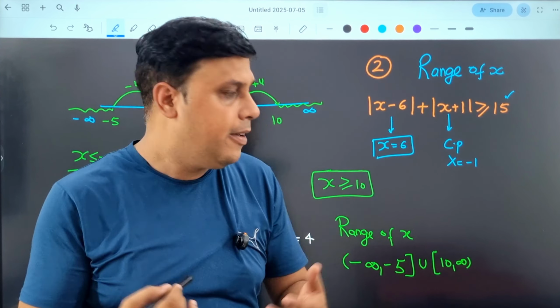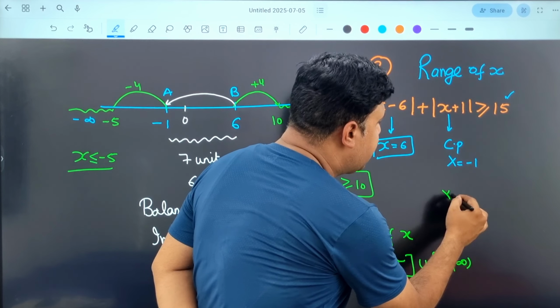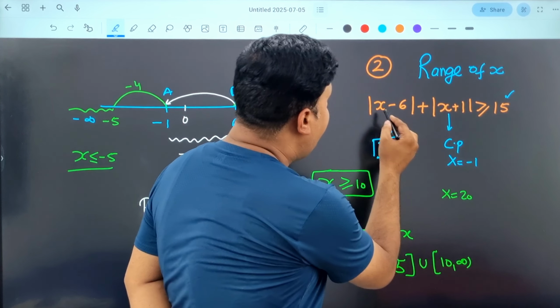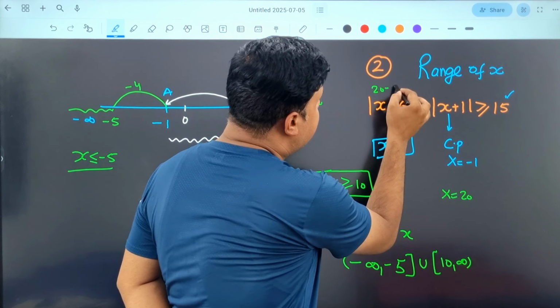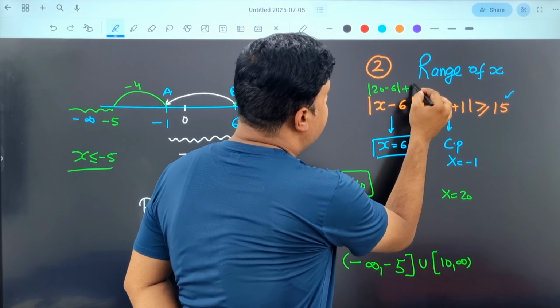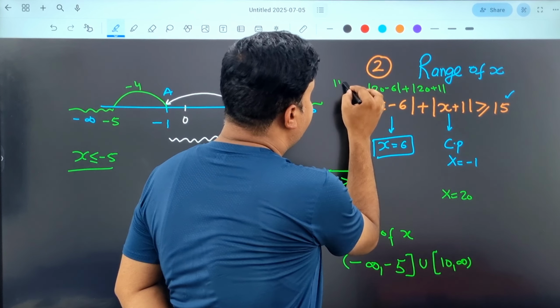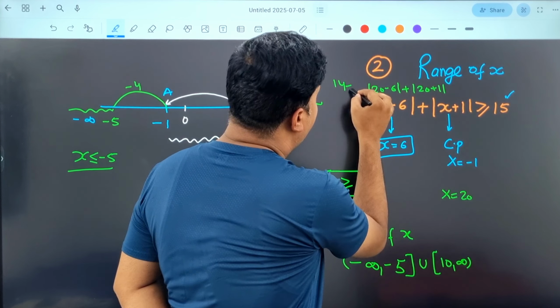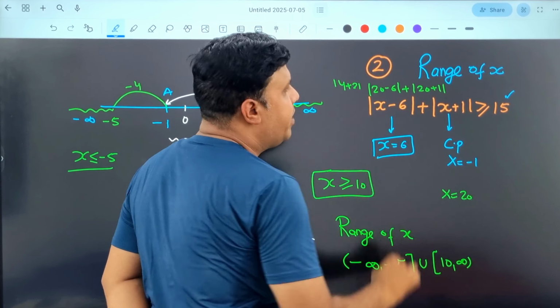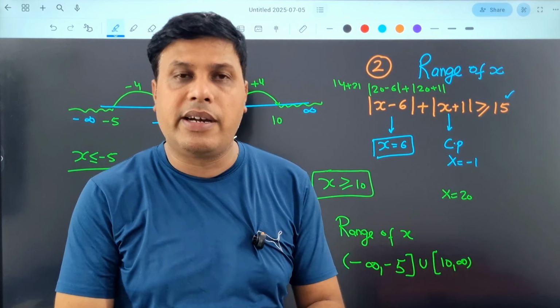If you want to check it, just put x equals to, for example, 20. So if it is 20, then 20 minus 6 plus 20 plus 1, right? So this is 14, and this is of course 21. So this has to be greater than 15, and of course it is greater, right?